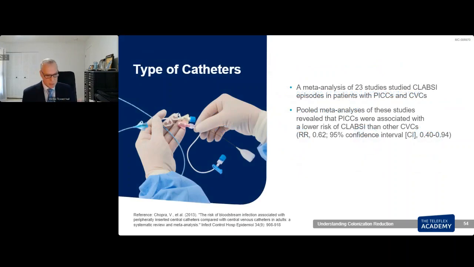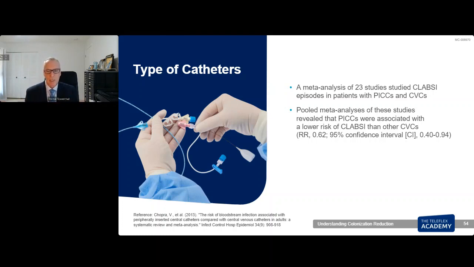Chopra, maybe you know him, he's the chief editor of Annals of Internal Medicine. He published a meta-analysis in ICHE, which is the Journal of the SHEA, in 2013. It's a meta-analysis of 23 studies analyzing the risk of BSI by type of catheter. He found that PICCs are associated with lower risk than any other kind of CVC. Again, relative risk 0.62, meaning that PICC is protective.